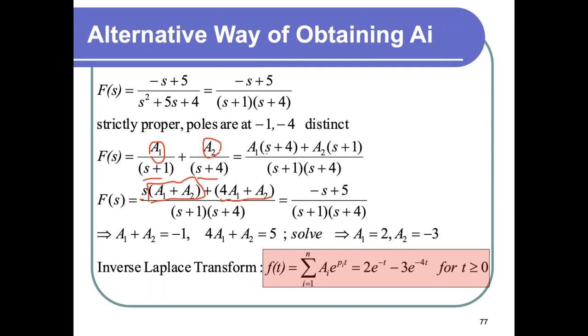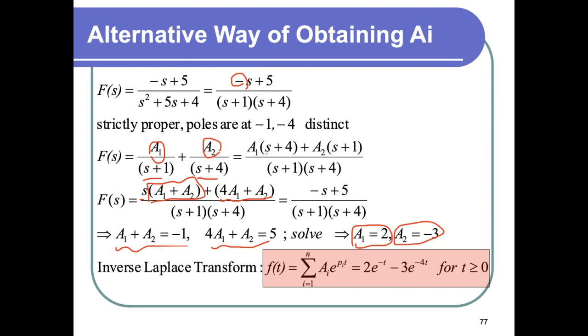So you know that A1 plus A2 from the original function are equal to what? Are equal to minus 1. And you know that 4A1 plus A2 are equal to 5. So you have a system of two equations with two unknowns, and once you solve it, you get A1 to be equal to 2, and you get A2 is equal to minus 3. This is an alternative way that you can do. I mean, it's just simple algebra, so I will not go through it in details, but you get the idea.